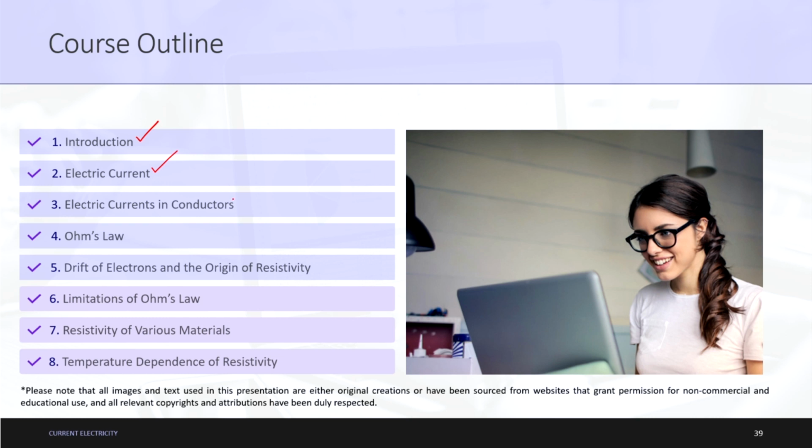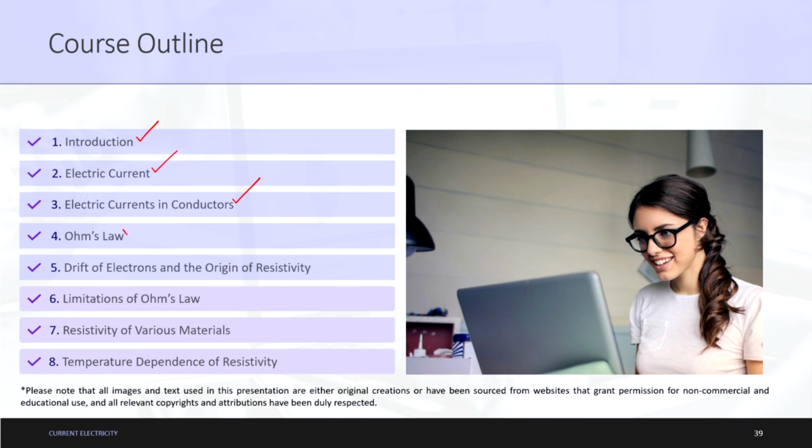Then in the third concept, we understood how the differences in the charges flowing in a substance or material depend upon whether the electrons are bound or free to move. If they are very free to move, then these are conductors, followed by semiconductors, and those which are very less free to move are insulators.